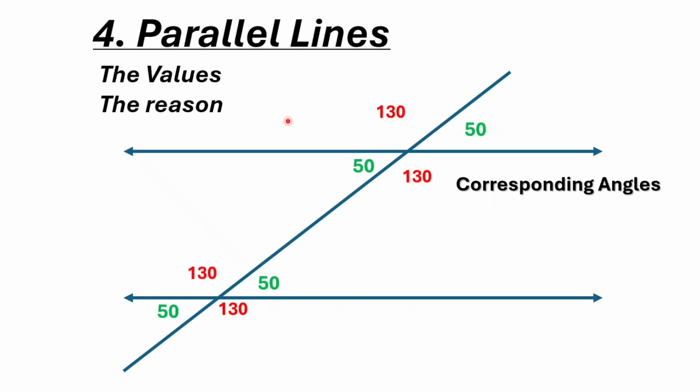Now, corresponding angles are always equal. If you look at these two angles, they add up to 180. These are called co-interior angles, and these are also adding to 180. They are called co-interior angles because they are both inside. That's why they are co-interior angles.